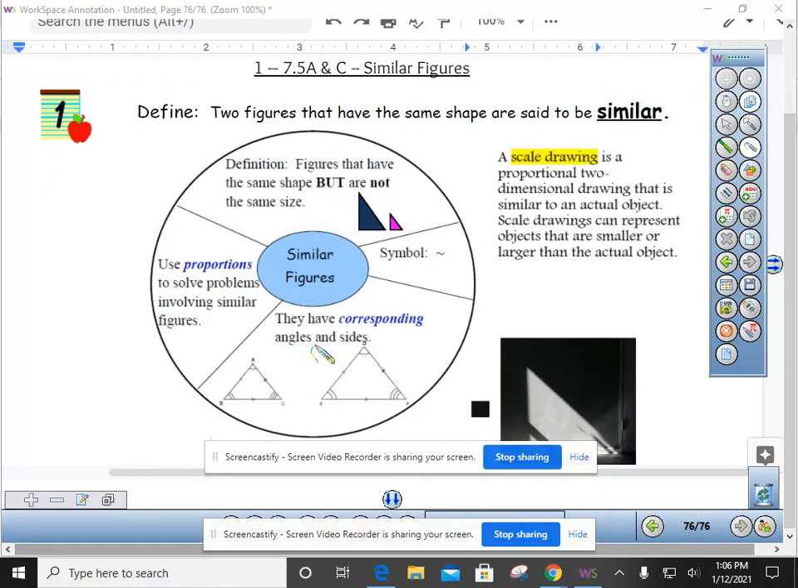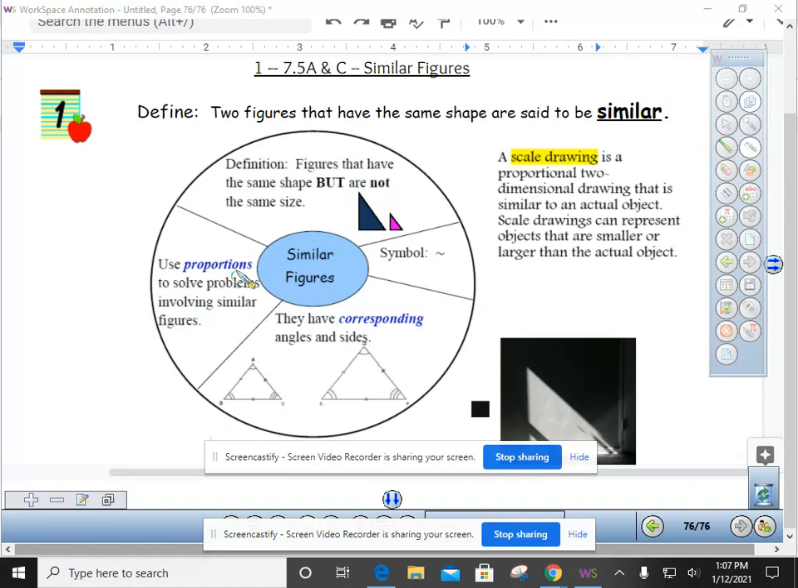They have corresponding angles and sides. And you use a proportion to solve the problem when working with similar figures. You know how to solve proportions? Do all of you know how to solve proportions? Yes. Good. So answer me when I ask you a question. You use proportion to solve problems involving similar figures.